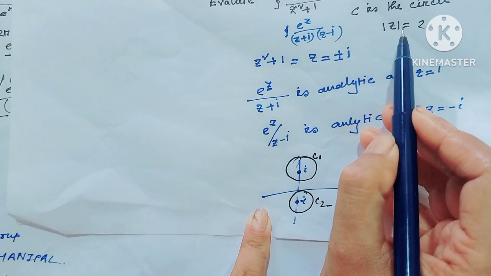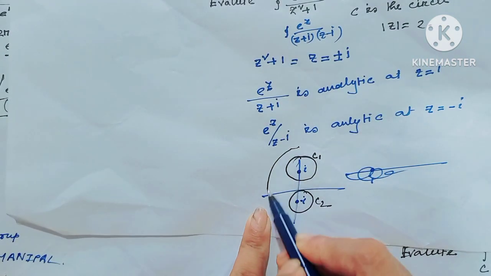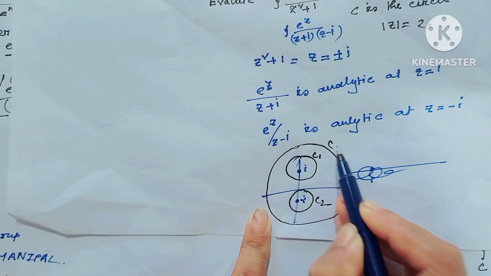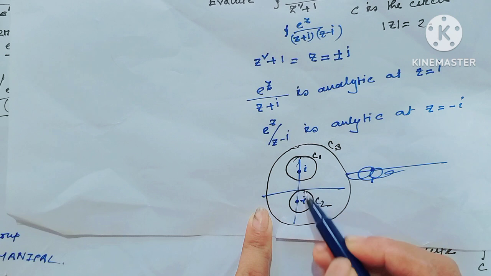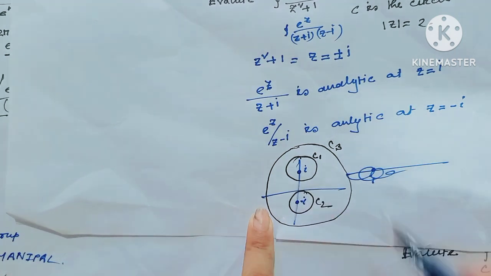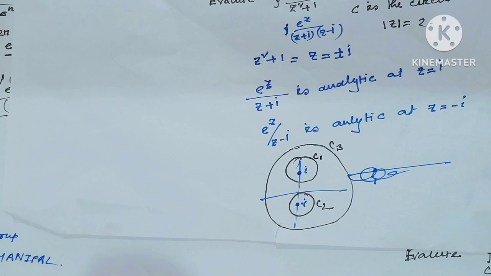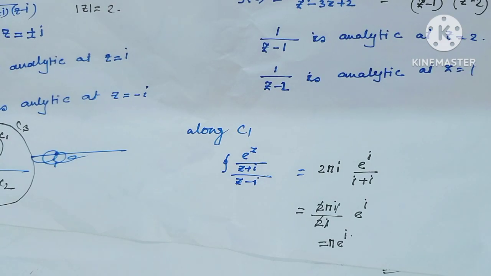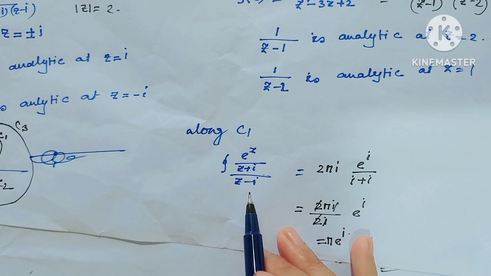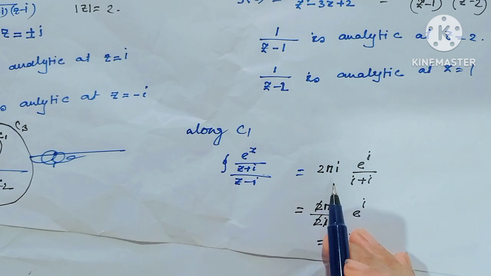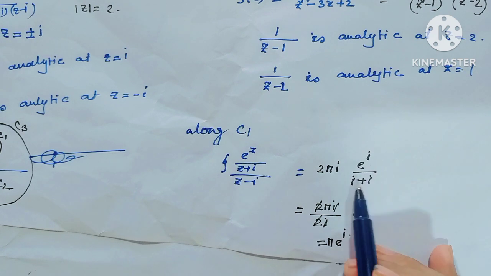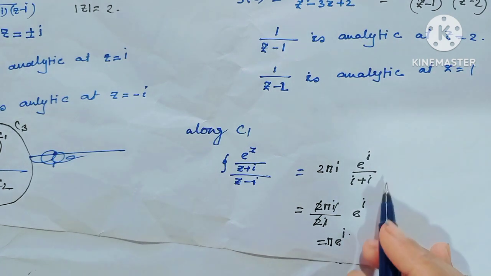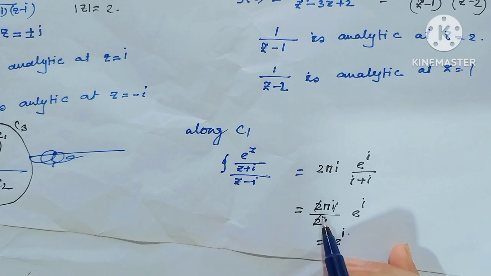And in mod z equal to 2, this is actually C3, in which i and minus i are the singular points. So for the curve C1, the integral of e to the power z over (z plus i)(z minus i) would be 2 pi i times, at the point i, e to the power i over i plus i. So this value would be e to the power i, 2 pi i over 2i, this value would be pi i.